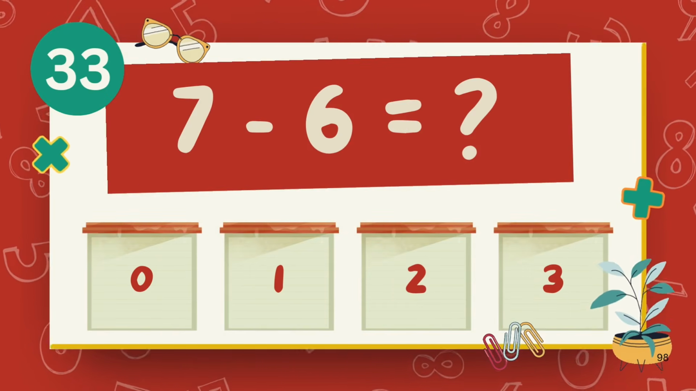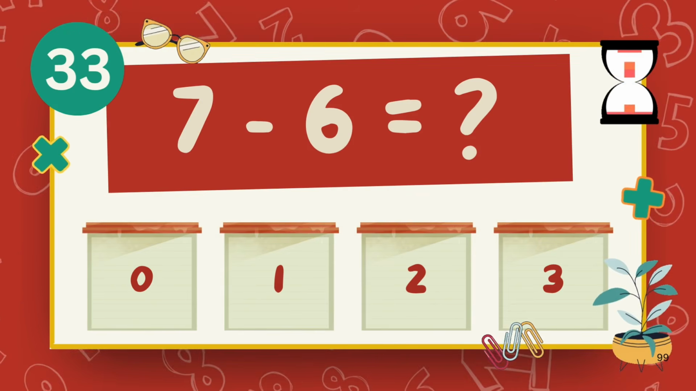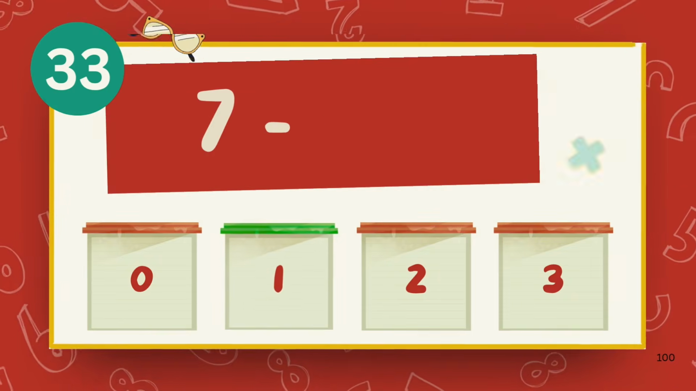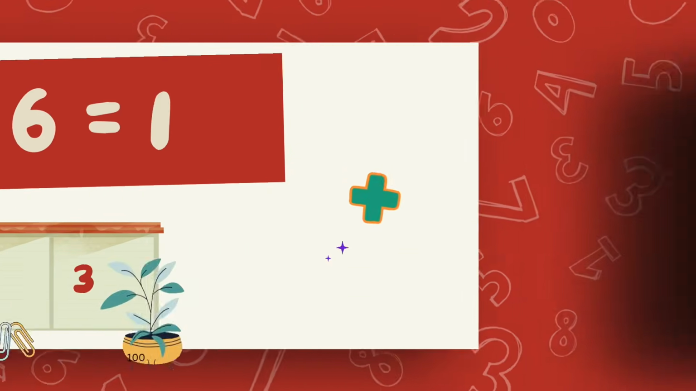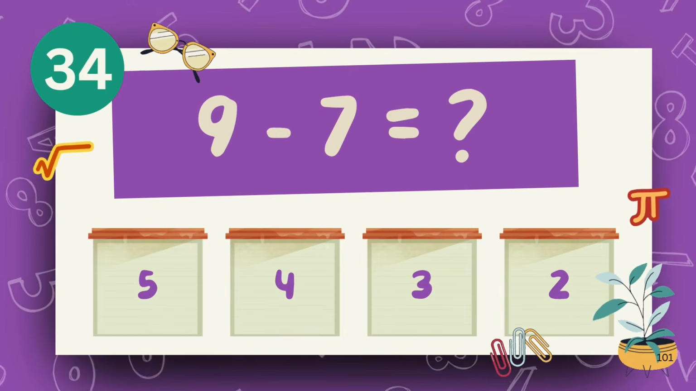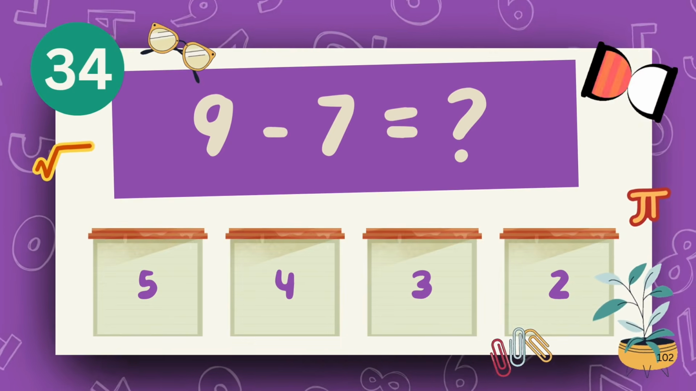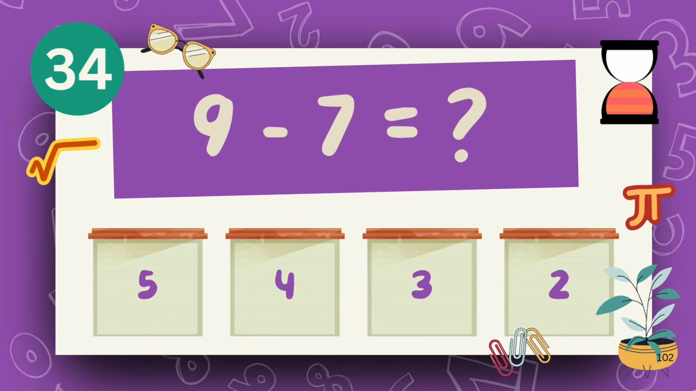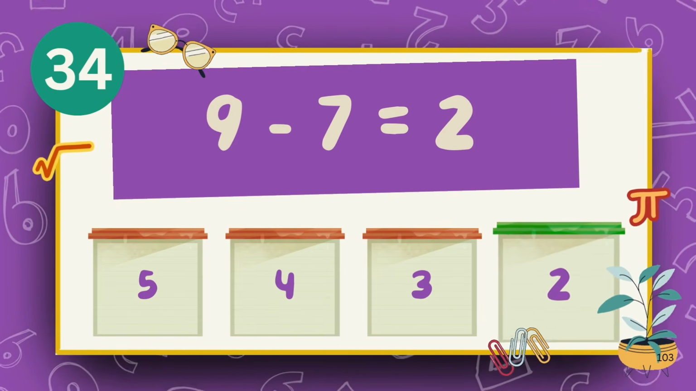What is 7 minus 6? The answer is 1. What is 9 minus 7? The answer is 2.